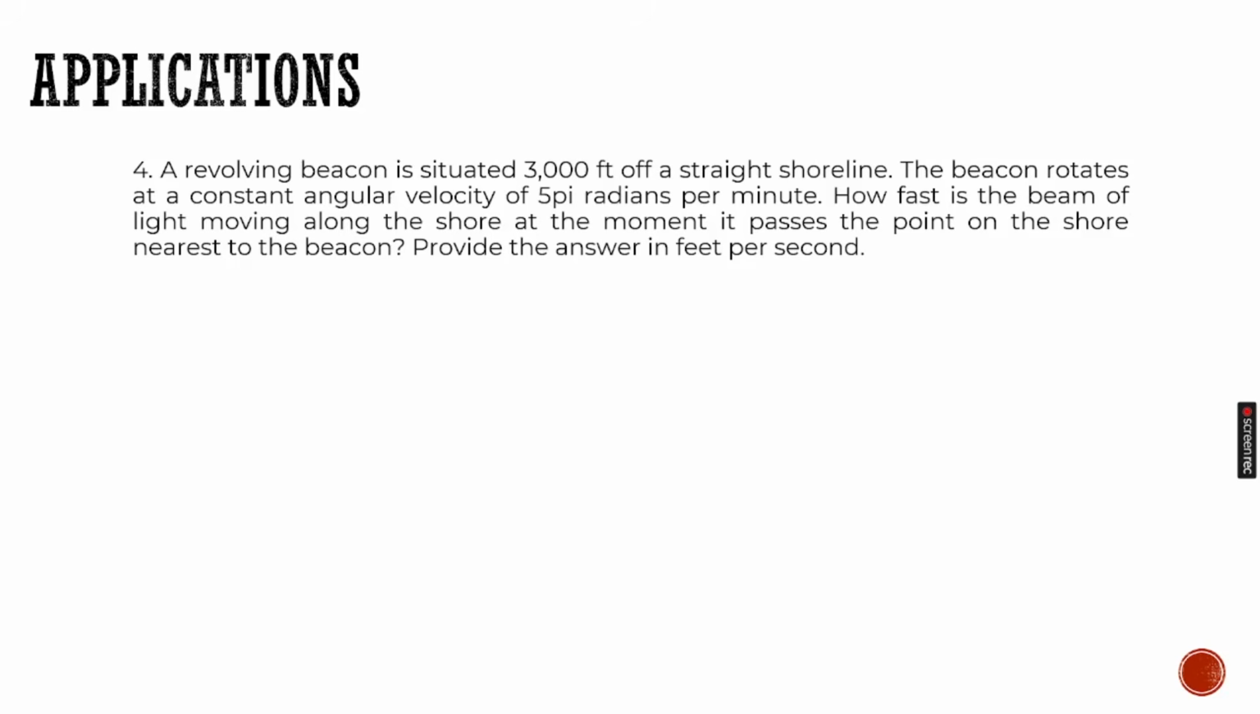Let me read the problem. A revolving beacon is situated 3,000 feet off a straight shoreline. The beacon rotates at a constant angular velocity of 5 pi radians per minute. How fast is the beam of the light moving along the shore at the moment it passes the point on the shore nearest to the beacon? Provide the answer in feet per second.